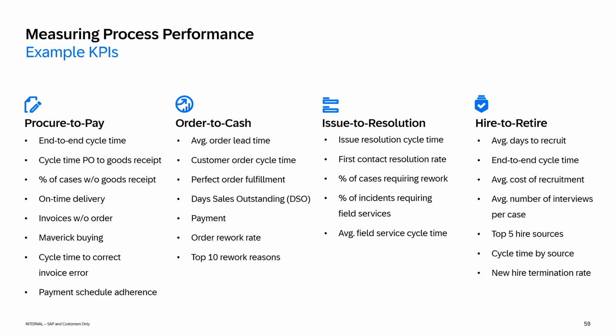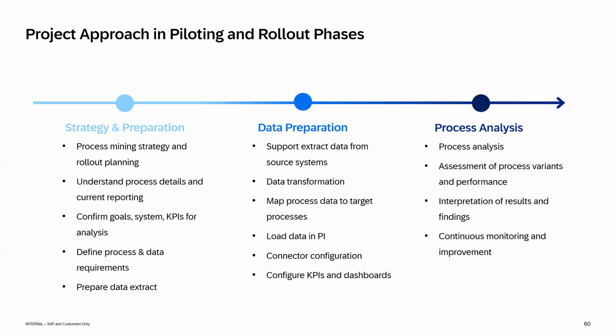Example KPIs that are available with procure to pay, order to cash, issue to resolution, hire to rehire. So we did look at order to cash and hire to rehire today. And so those are some of the things that are going to be part of your dashboard. And then your project approach. Strategy and prep, your data preparation, and your process analysis.